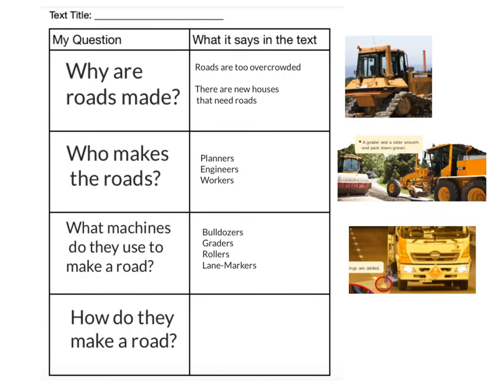So now I can put my answer to how do they make a road. And here's my answer to my last question. They clear a route, they lay down gravel, they put down crushed stone, and then they cover it with hot mix. By coming up with these questions and then finding the answers in the text, it really helped me to understand the story. That's a good thing that readers do, asking questions to help them understand what they're reading.